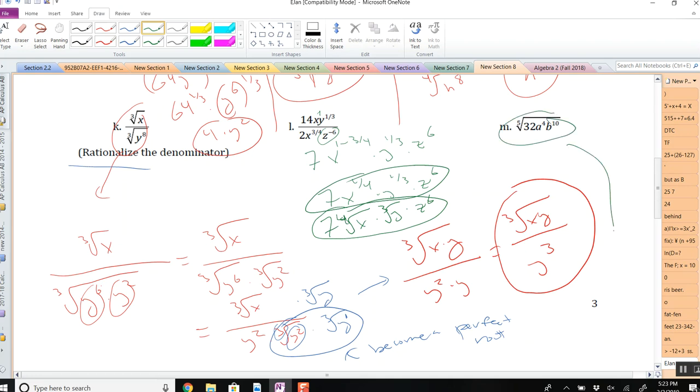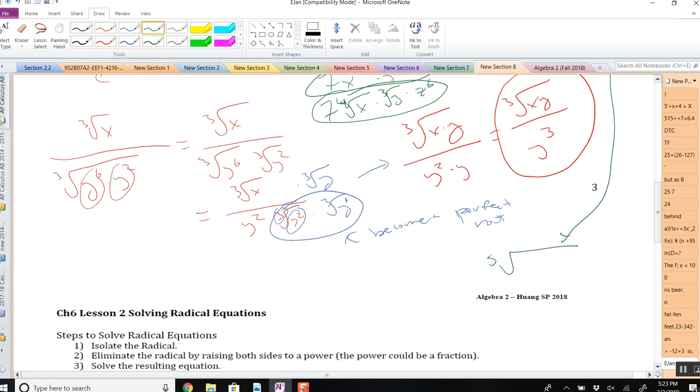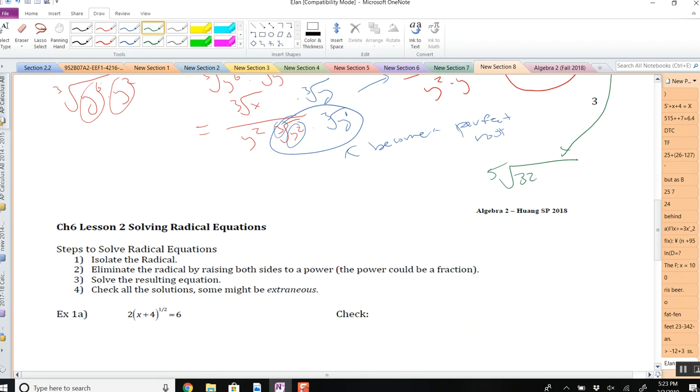I'm going to need a little more space. So that was the fifth root of 32a to the 4 b to the 10.